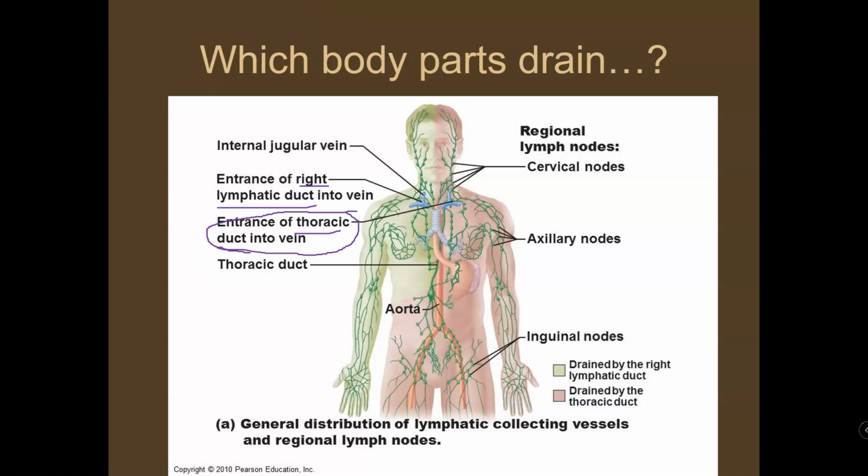So both legs, right and left, drain into the thoracic duct. Most of the abdominopelvic cavity drains into the thoracic duct. Left arm, left chest, left head, left neck, those drain into the thoracic duct. So again, unequal distribution is what we have going on there.